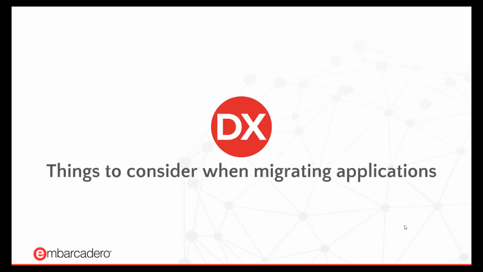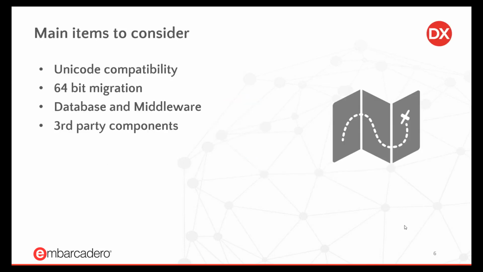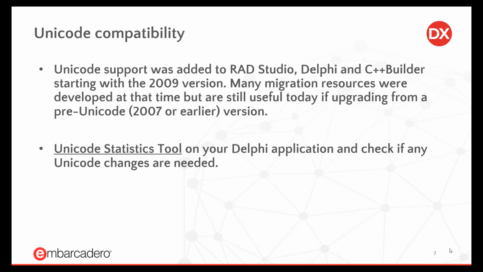Okay, so first, the things to consider when migrating applications. The main ones are, like I mentioned before, Unicode compatibility, the architecture migration, any database and middleware migration, and components that are third party for which we may or may not have source code. Okay, so let's get started with the Unicode compatibility.